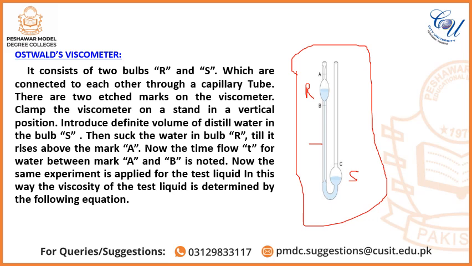Clamp the viscometer on a stand in a vertical position, then introduce a definite volume of distilled water in the bulb S, then suck the water in bulb R till it rises above the mark A. Now the time of flow for water between mark A and B is noted. Now the same experiment is applied for the test liquid, and this way the viscosity of the test liquid is determined by the following equation.